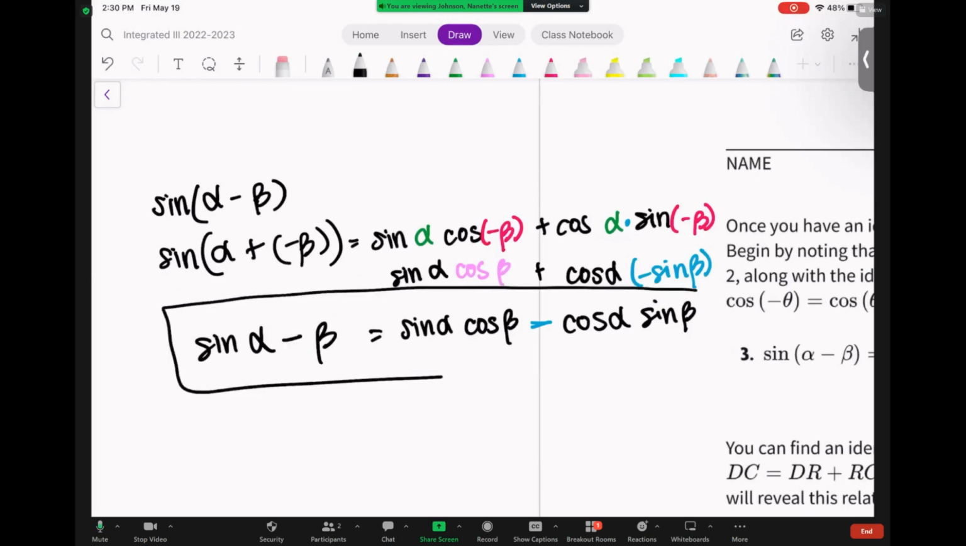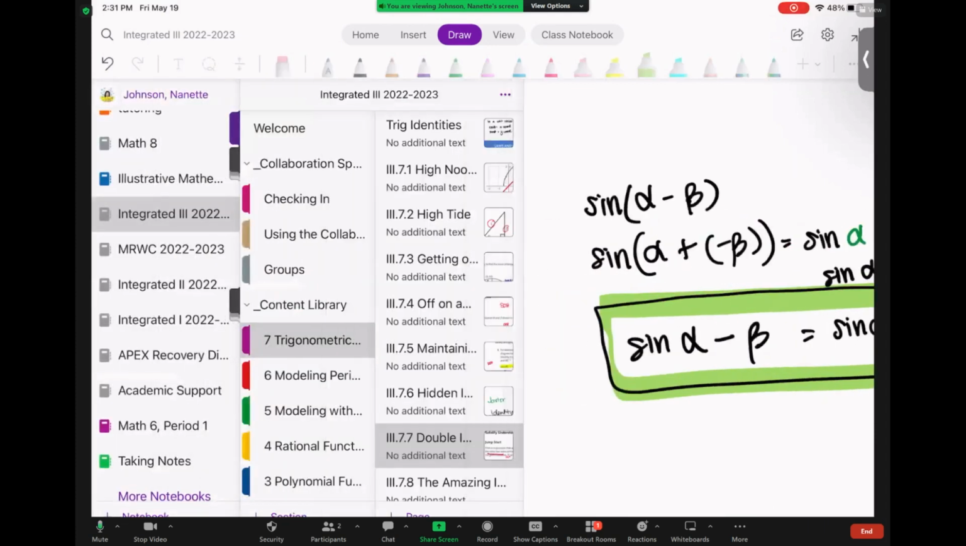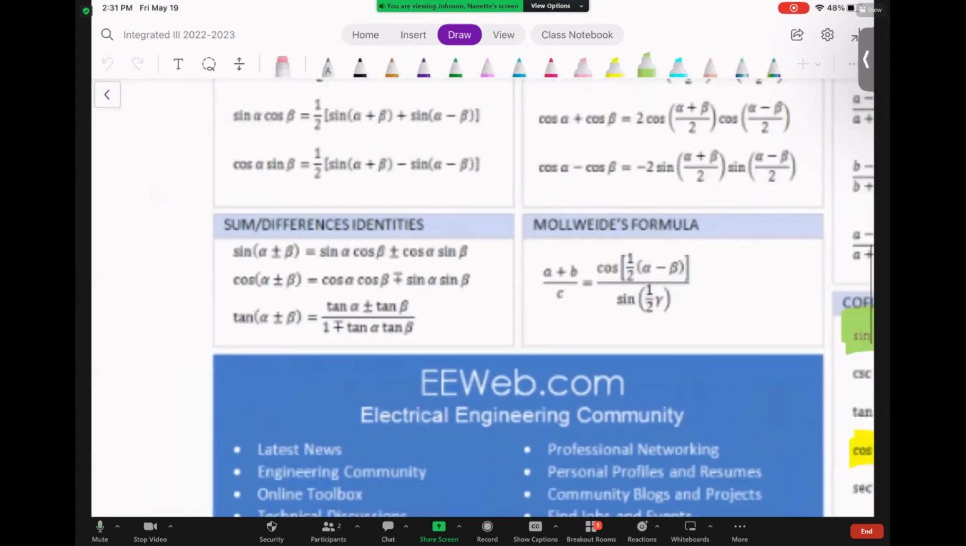This is my identity right here. So I'm going to put it in a little green box. So there's my identity, and that's also what shows up on our trig sheet. We've actually proven the addition and the subtraction one. So I'm going to go to my trig sheet over here, and in case you don't know where they are, they're right here. And it kind of looks funny because it says alpha plus or minus beta.